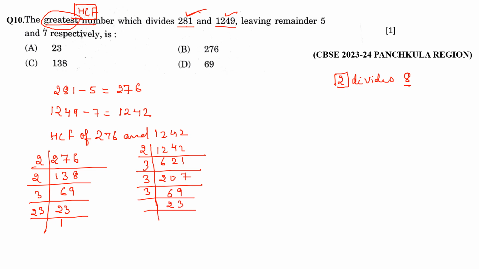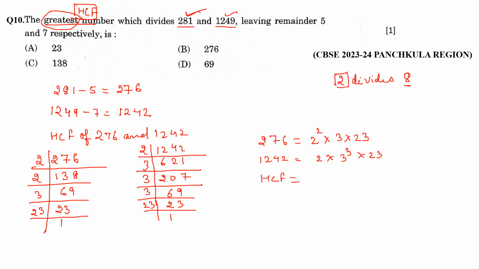And then 23 itself is a prime number. So 23 times 12 is 276. When I factorized, I got 2 square into 3 into 23. And 1242 is 2 into 3 cube into 23. And you have to find the HCF of these two numbers.